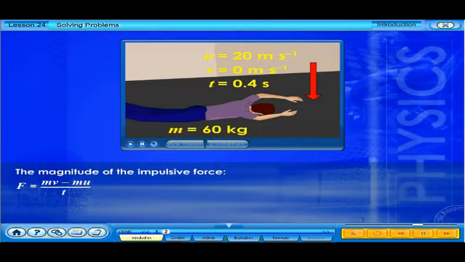The magnitude of the impulsive force is equal to the rate of change of momentum. The impulsive force acting on the man if he jumps straight to the ground is 3,000 newtons.